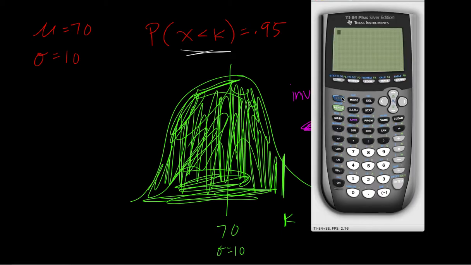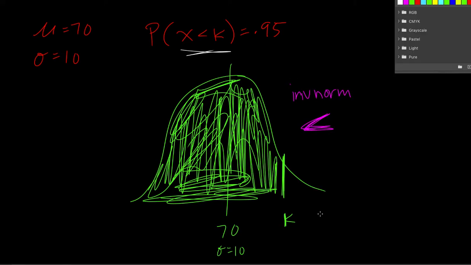So we go here, we go second, catalog, click the I, go down till we see inverse norm, right there. Okay, the first argument is the percentage, so we want to find 95%, and then we just type in the mean and the standard deviation. The mean is 70, and the standard deviation is 10. We hit enter on that, and we get 86.4. So that k value right here is 86.4.